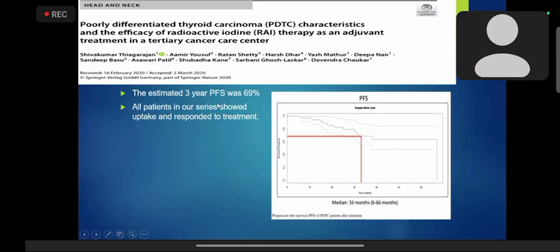And another study was done recently in 2020 at Tata. They found a 3-year progression-free survival of 69% in this study, and they also show that all patients are responding well to RAI.